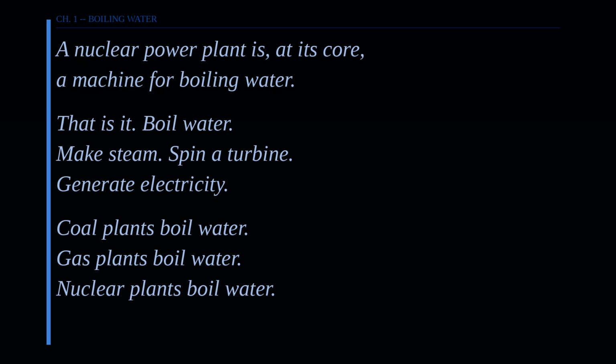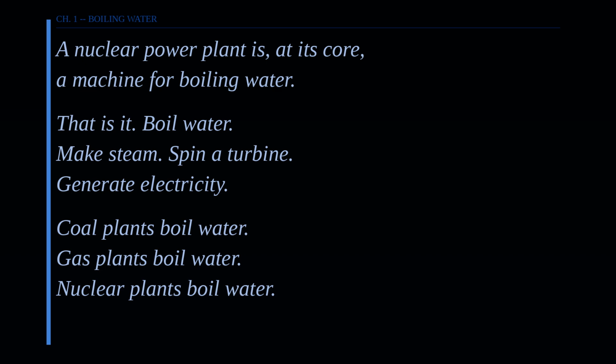They burn coal to release chemical energy as heat, which boils water, which makes steam, which spins turbines. Natural gas plants do this. They burn gas to make heat, which boils water, which makes steam, which spins turbines. Oil plants do this. Geothermal plants do this. They just use the heat of the earth instead of burning anything. Nuclear plants do exactly this.